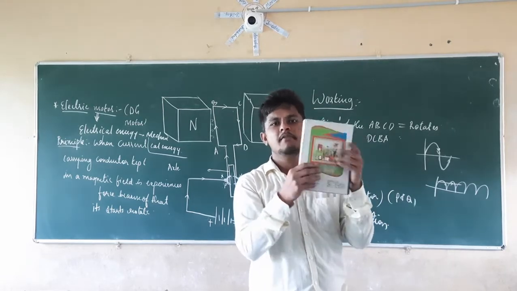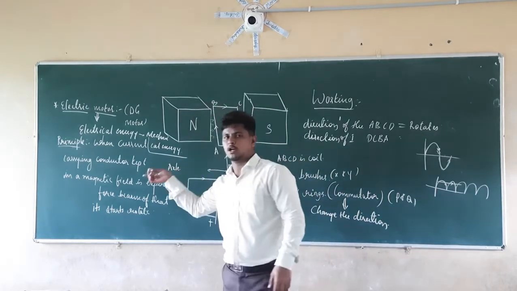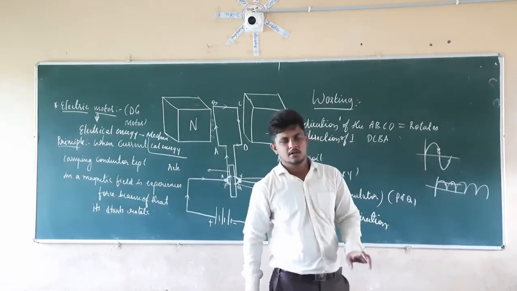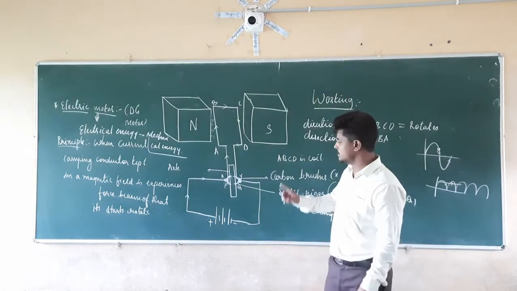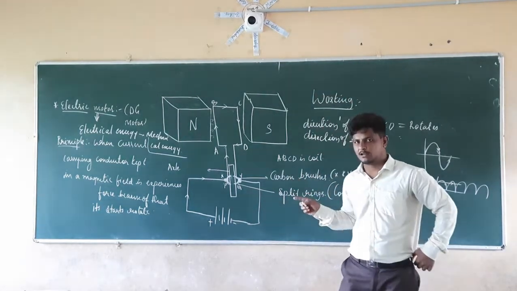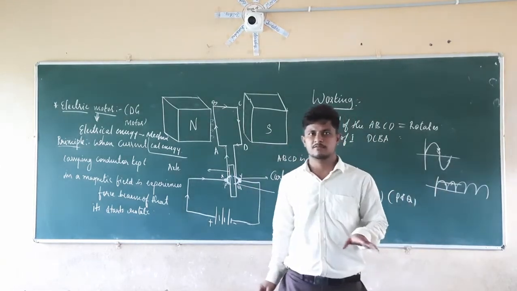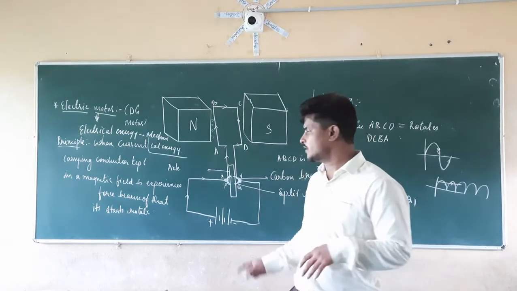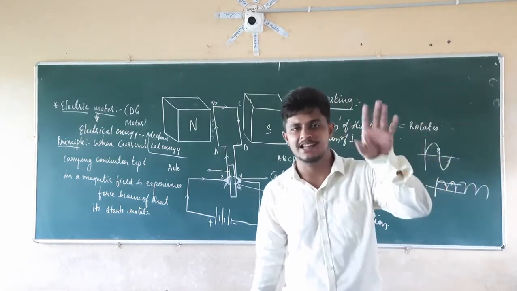So this is the major working procedure of the electric motor. I hope everything is clear about the functioning of the electric motor, as well as the work of the carbon brush and the work of the split rings. Why is it essential that we put the split rings here? So that they change the direction of the electric current.